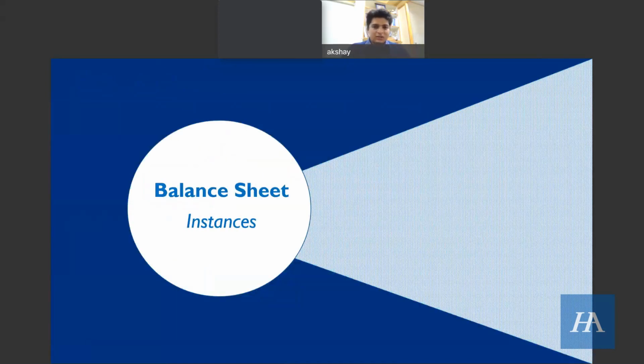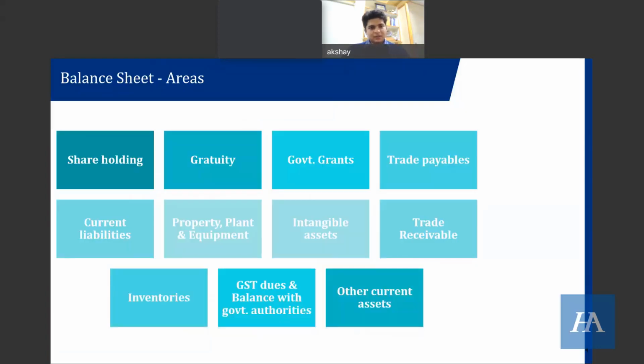So now we will discuss some of the balance sheet indicators. I've just given a small area-wise list of issues which can arise from the financial statements. First being the shareholding pattern and the details, gratuity details, government grants, trade payables, current liabilities, property, plant and equipment, intangible assets, trade receivables, inventories, then GST dues which are pending with the government authorities, and other current assets.